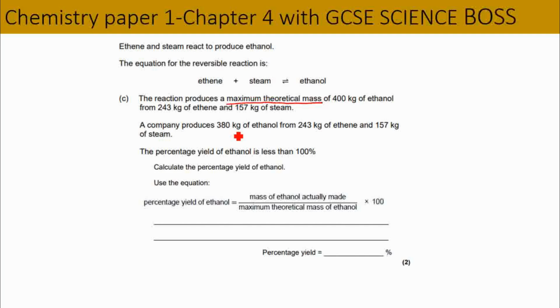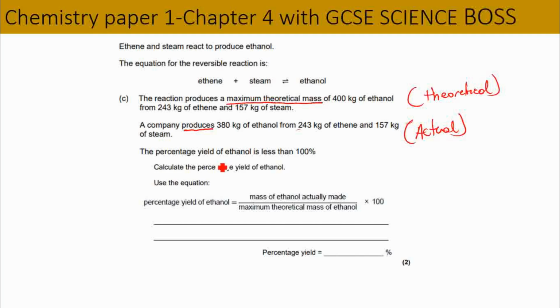A company produces 380 kilograms of ethanol from 243 kilograms of ethene and 157 kilograms of steam. So this is what's produced, so all of these are our actual. These are theoretical.